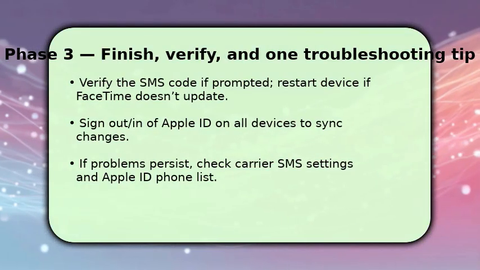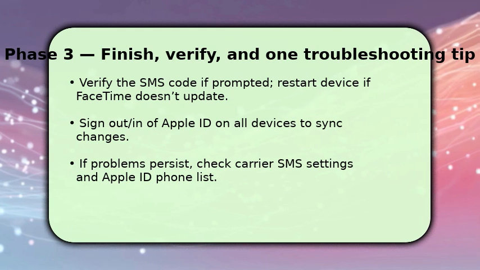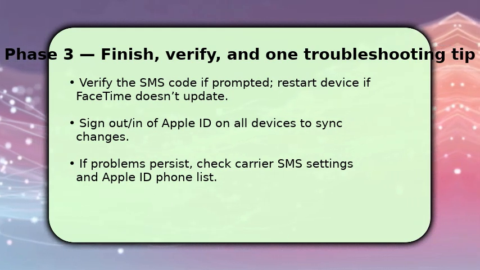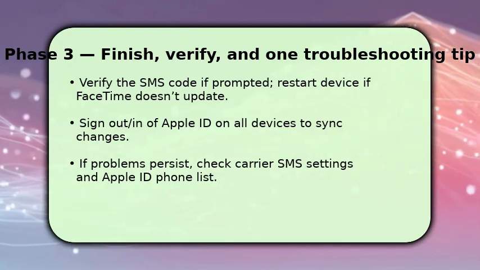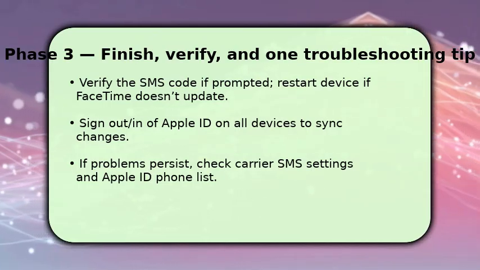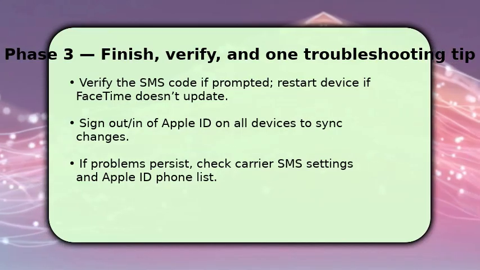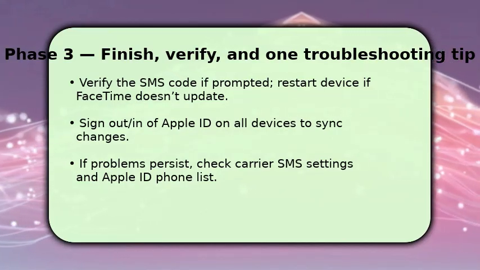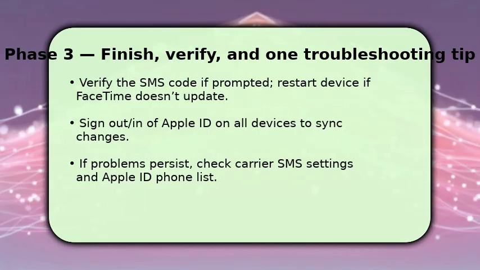Complete the process by entering any verification codes sent to the new number. FaceTime will then show the updated contact points. If the number doesn't appear, restart your iPhone and sign out of Apple ID on other devices, then sign back in so changes propagate. If you still see the old number, check your carrier settings and the Apple ID phone list at Settings, your name, phone numbers, email. A restart and re-sign-in usually resolves sync issues.